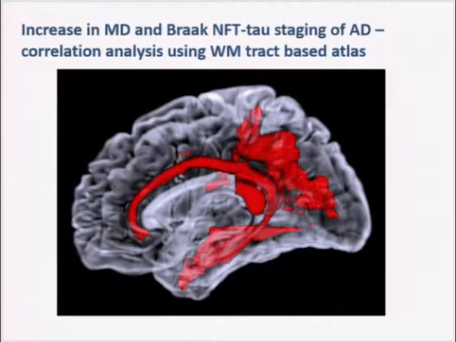So what are those tracts? The cingulum here, precuneus white matter, the splenium of the corpus callosum, entorhinal cortex white matter, the perforant pathway, and the inferior longitudinal fasciculus. Now, you see the corpus callosum kind of cut right there because the atlas had different portions of the corpus callosum in it, and only the splenium correlated with Braak staging.